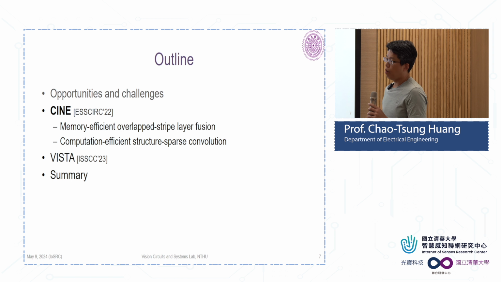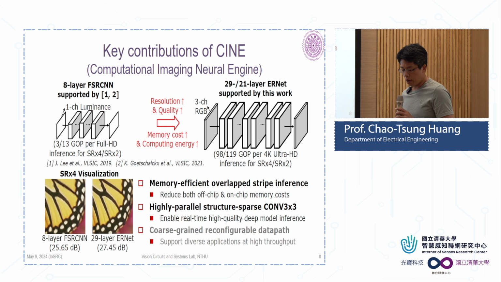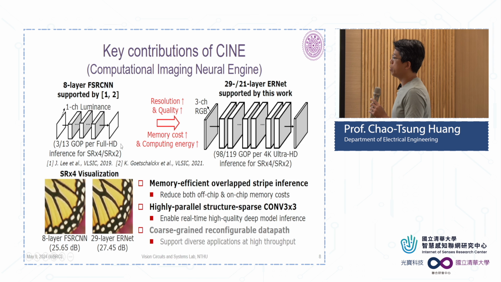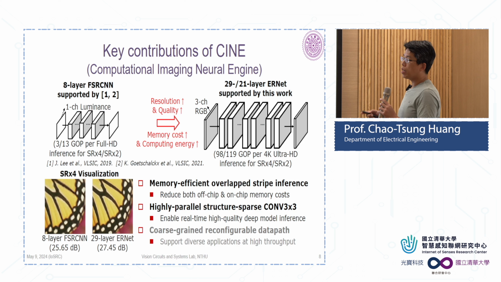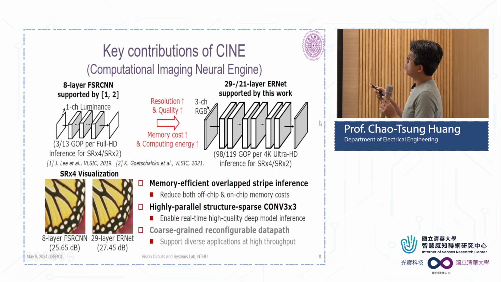Okay, now I would like to introduce our first related work, the CINE processor, to see how we address these two challenges. And in this slide, I would like to introduce the background of this work. Previous accelerators only support a shallow network, and only generate Full HD resolution videos. And in this work, we would like to increase the depth to 21 to 29 layers. And we also raise the resolution from Full HD to 4K Ultra HD.